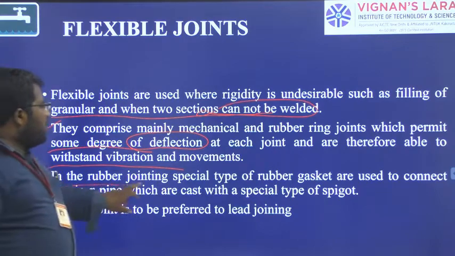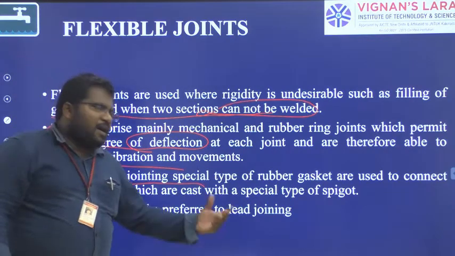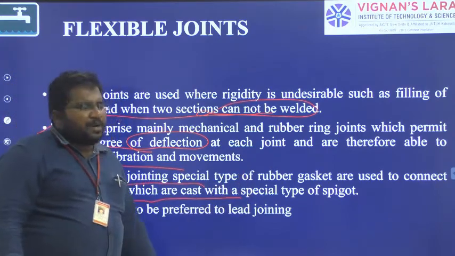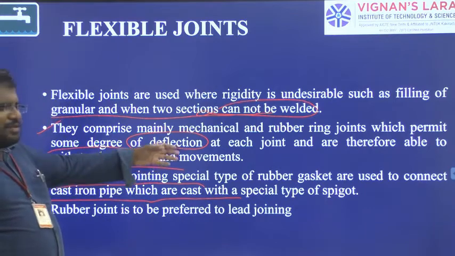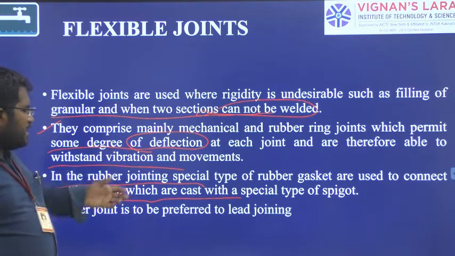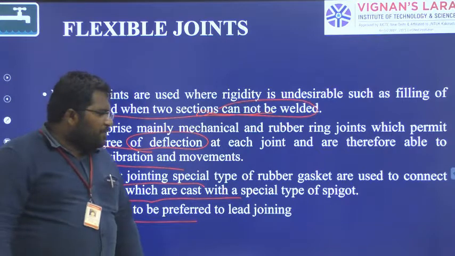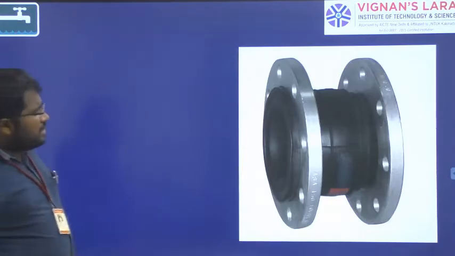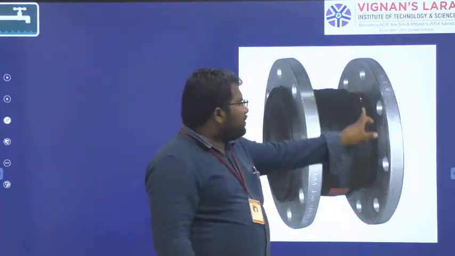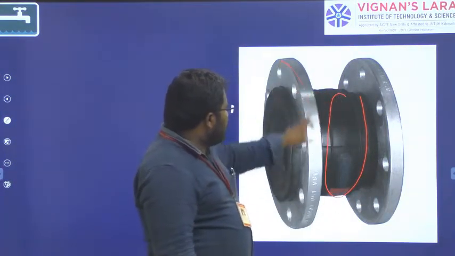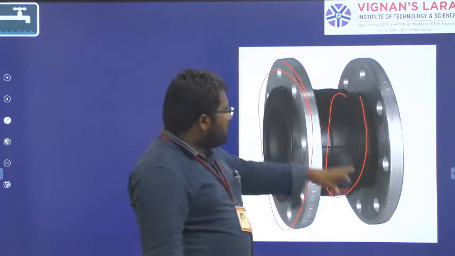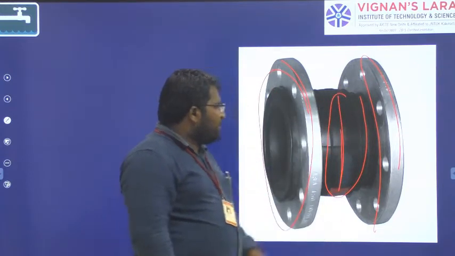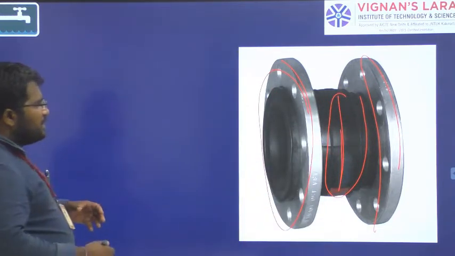Next, the rubber jointing: a special type of rubber gasket is also used to connect cast iron pipes which are cast with a special type of spigot. So we use rubber gaskets to connect cast iron pipes. Rubber joints are to be preferred to lead joining. You can see here this is the rubber joint, and this is the flange on the side. If you connect two pipes, you have some flexible thing.